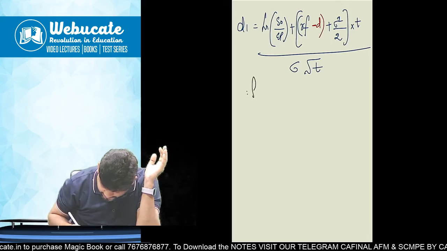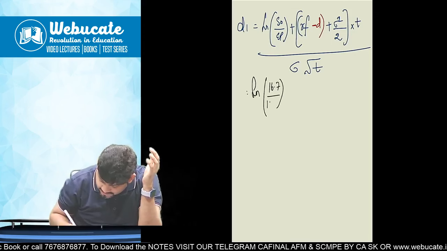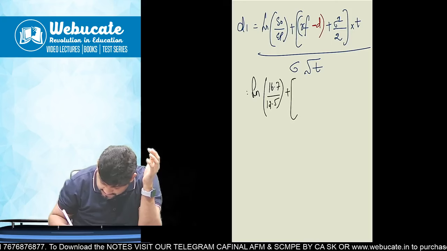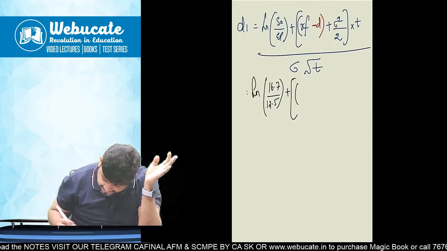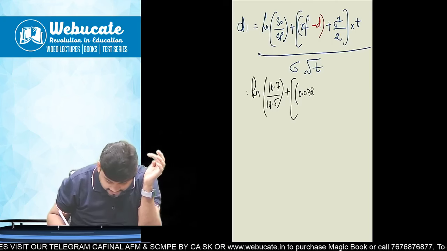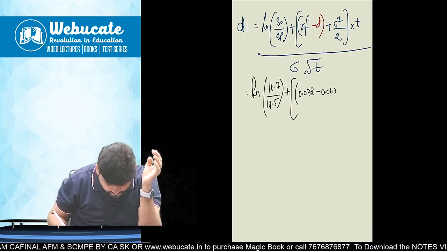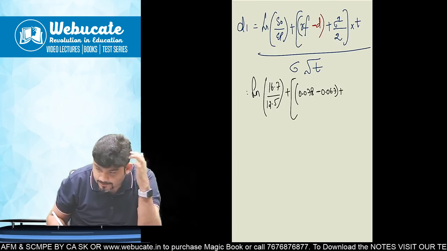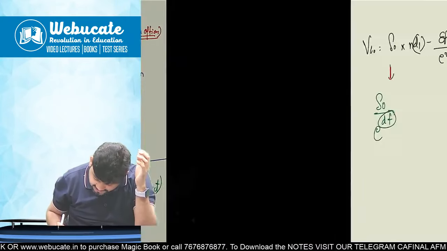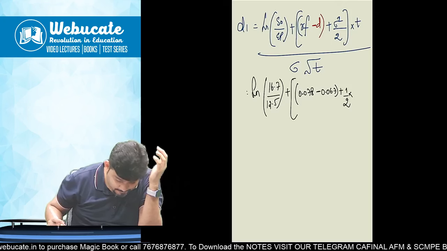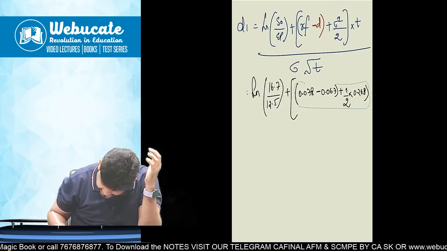So, ln S0 upon EP, S0 $16.7, 12.5 plus RF, what is the risk-free rate? 0.078 minus D, 0.067, plus half into standard deviation 0.268 and then finally the T.